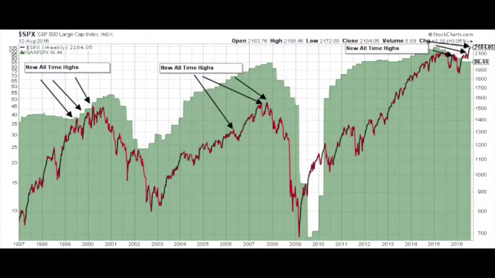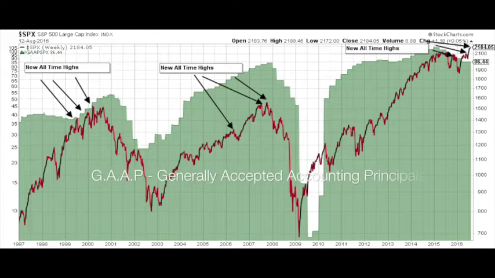When I came in this weekend, I put together this chart, okay? And I'm looking at two things. One is the S&P line, which is red. The next piece, the green in the background, is actually GAAP, generally accepted accounting practices, earnings. So I overlay the two.